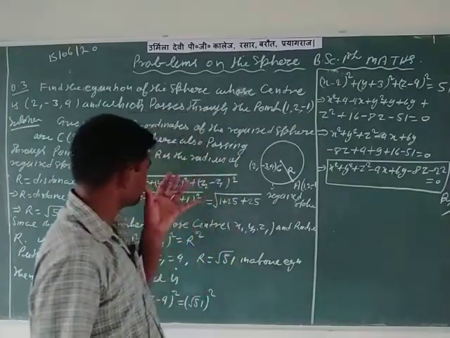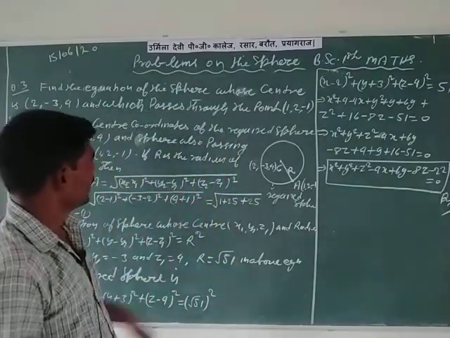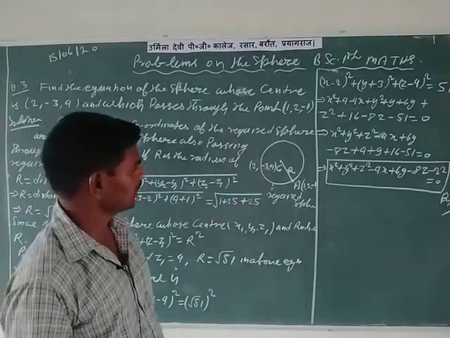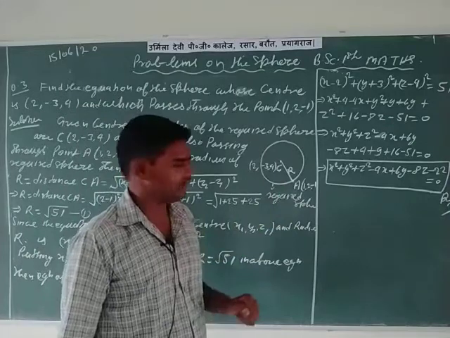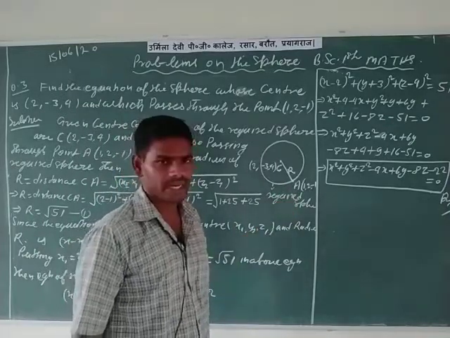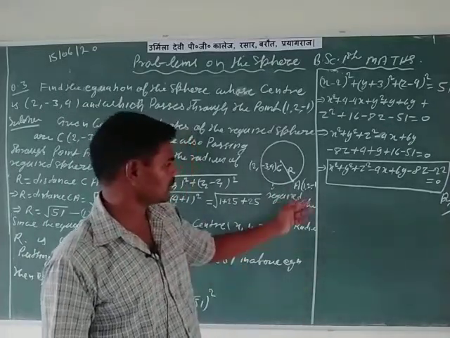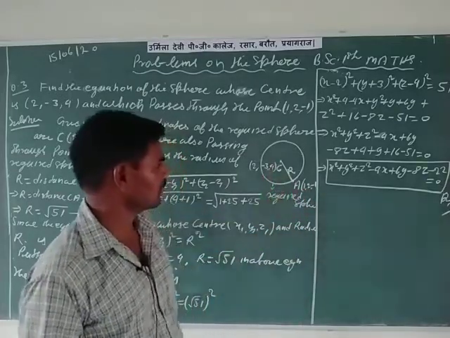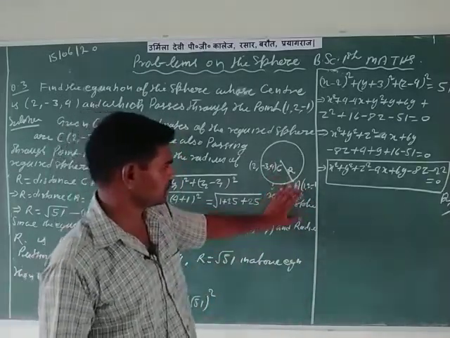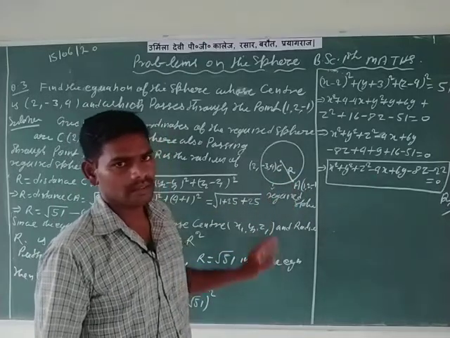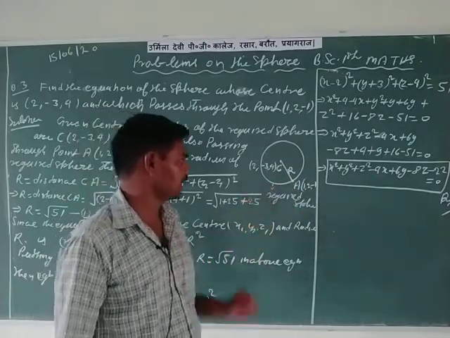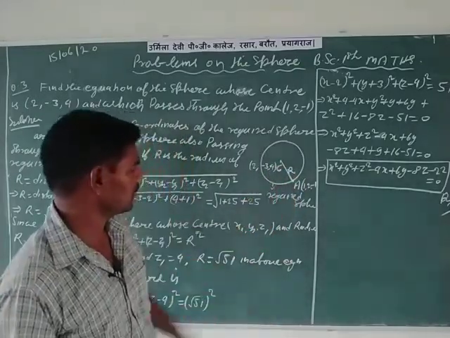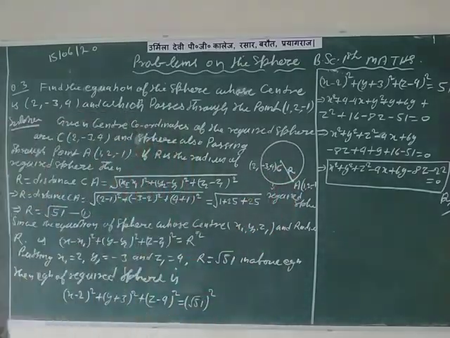So in this question, the coordinates of the center of the required sphere are given, and also given that the sphere must be passing through a second point A whose coordinates are 1, 2, minus 1. According to the question, our sphere is passing through the point A, so from the figure it is clear that distance CA is equal to the radius of the sphere. So first calculate the radius of the sphere.